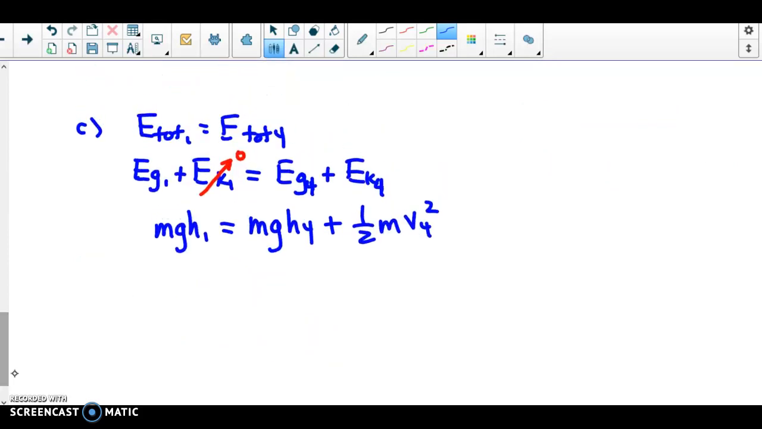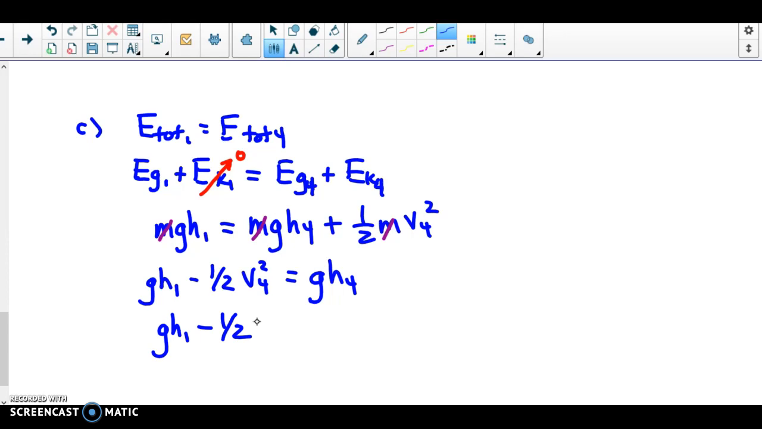In this equation, I don't have any springs. All of my terms involve mass, so I can divide mass from both sides of my equation, which simplifies things a little bit for me. I would like to rearrange for h4. Not my final answer, but it's partway to get to my final answer. So I'm going to rearrange: g h1 subtract 1/2 v4 squared equals g times h4. So to rearrange this equation, I have g h1 subtract 1/2 v4 squared, divided by g.